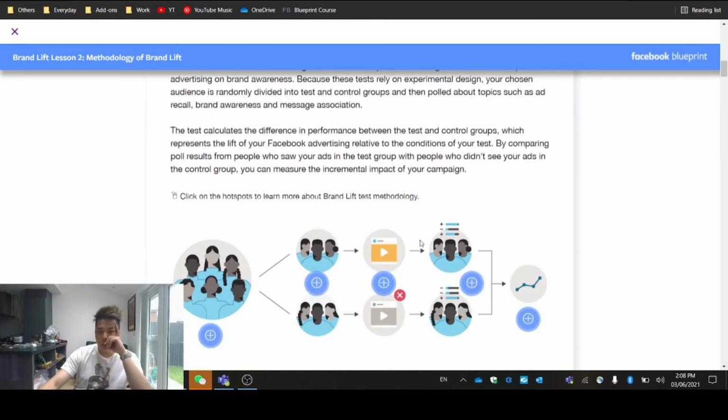The test calculates the difference in performance between the test and control groups, which represents the lift of your Facebook advertising relative to the conditions of your test. By comparing poll results from people who saw your ads in the test group with people who didn't see your ad in the control group, you can measure the incremental impact of your campaign.